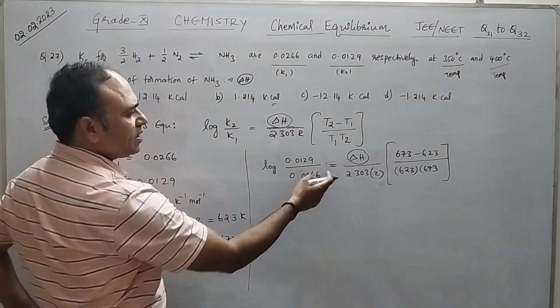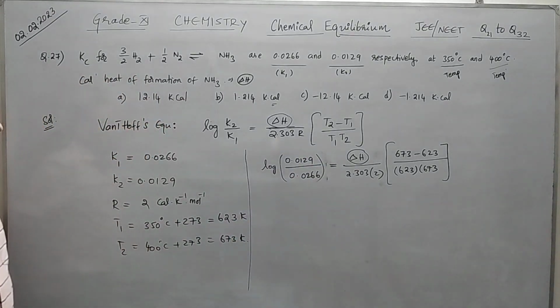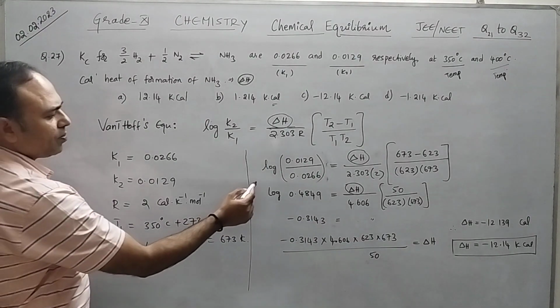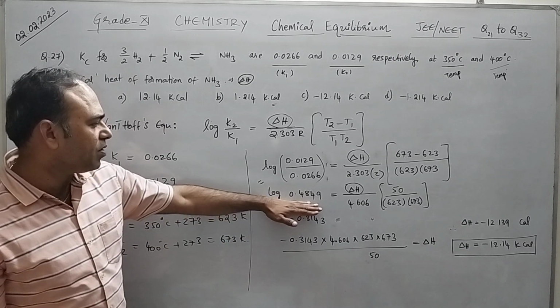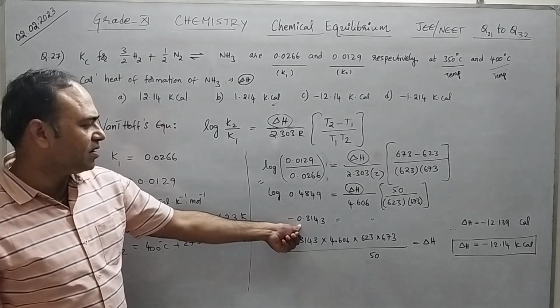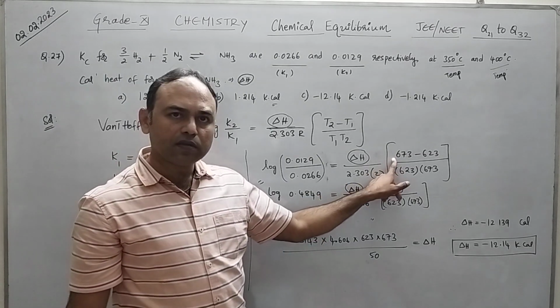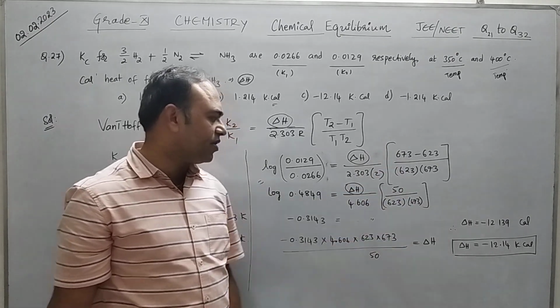Now to find delta H, you can first calculate the log value of this. Try to calculate this. I will solve for you. So I have solved this from here. This value is 0.4849. We need to find the log of this. You know the method, the characteristic is minus. So here you will get minus 0.3143. So I have done the calculation of T1 and T2 also. We have 50 by 623 into 673.